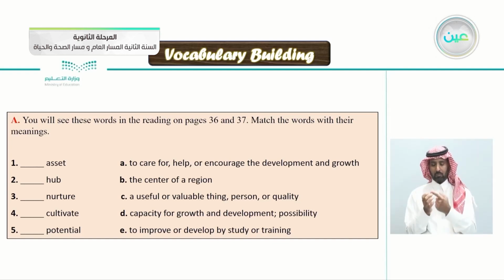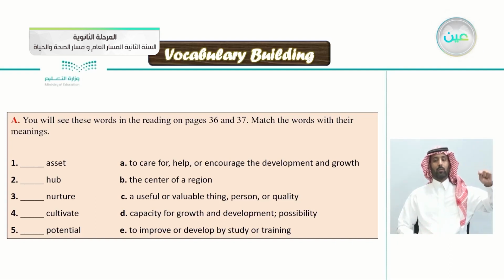So the word asset, number 1. Let's see the correct answer here. It's C. Asset means a useful or valuable thing, person or quality. So if you are an asset to someone, it means that you are valuable or useful. Number 2, hub. Which definition here means hub? Let's check the correct answer here. It's B, the center of a region. So the center of a region means hub.